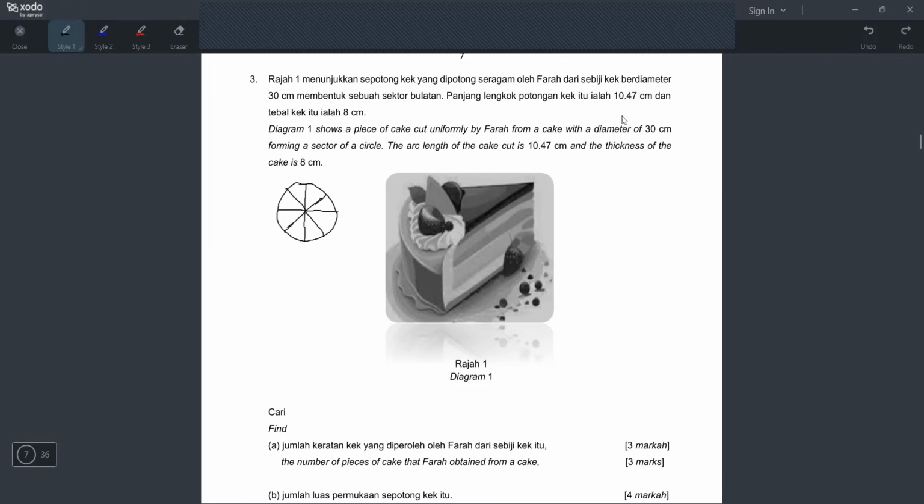And the diameter is 30. Means what is the radius? 15, right? So all the radius here is 15 cm. So let's just label one of it, right? And then they say forming a sector of circle, right? So yeah, the cake must look like this, right?